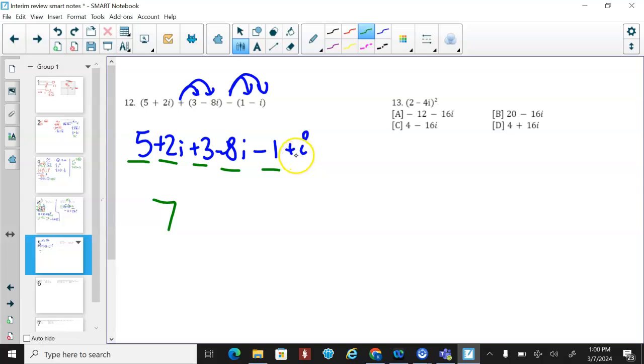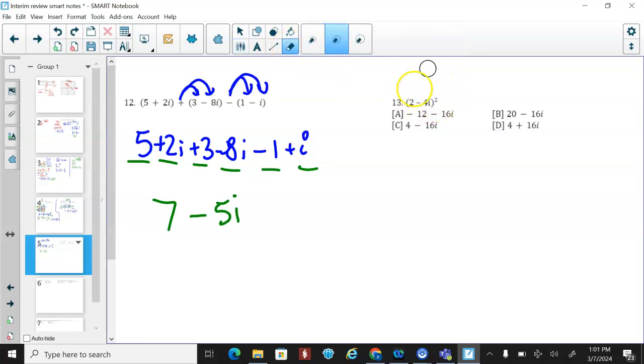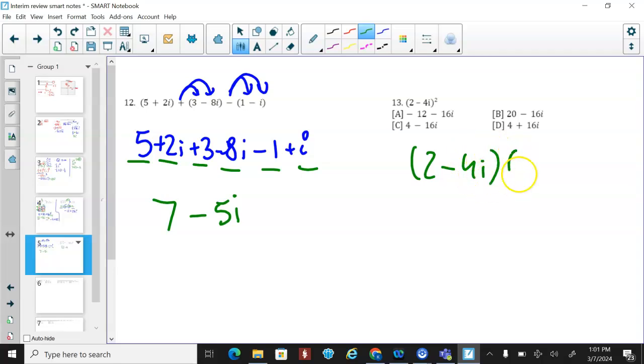And then 2i plus i is 3i minus 8i, it's negative 5i. All right, so here again, this 2 does not mean you distribute. It means box method. It means there's 2 of the same things. So 2 minus 4i and 2 minus 4i. Okay, so again, we're going to use a box method to do it.